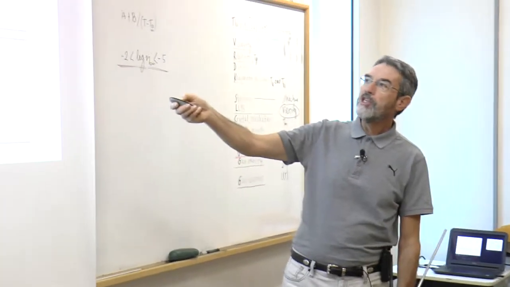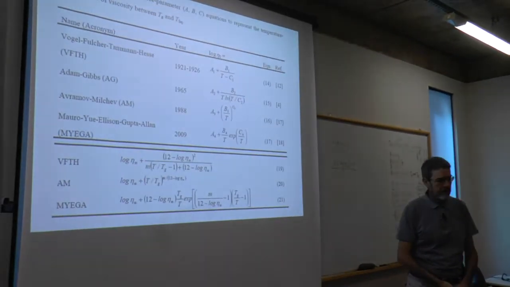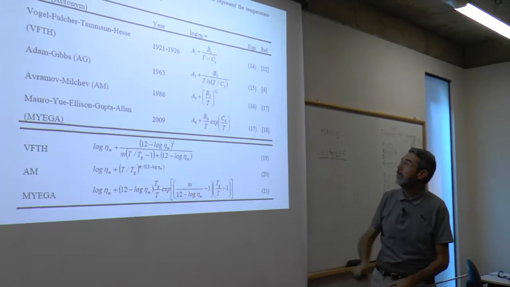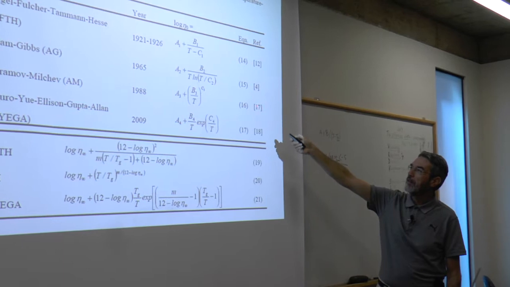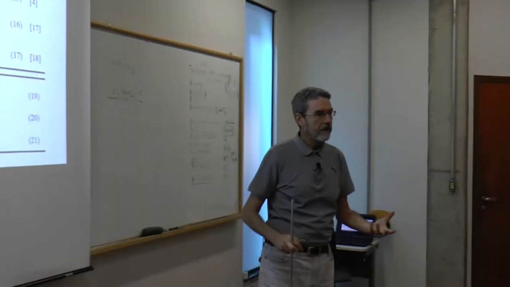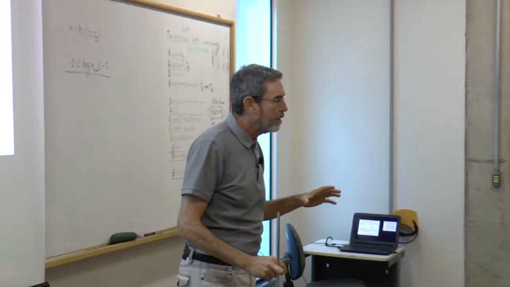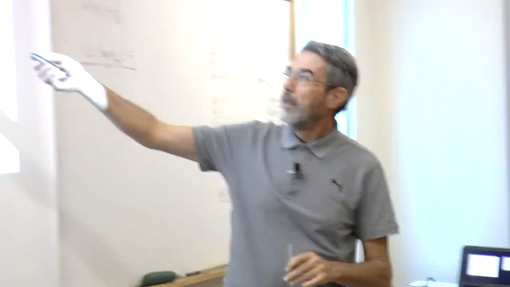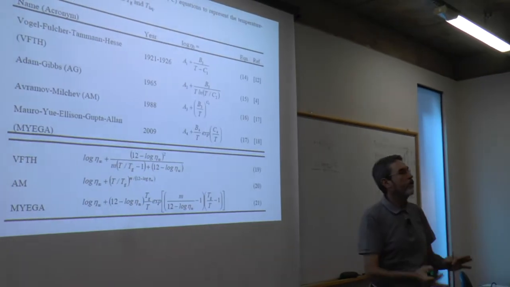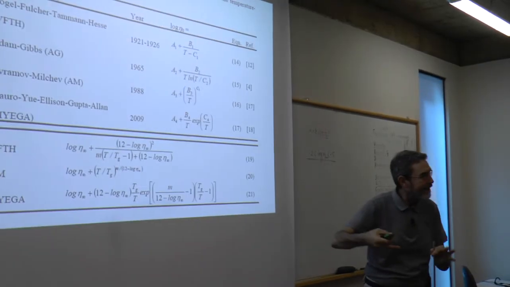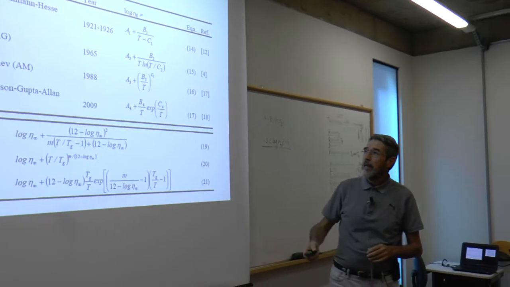The Avramov-Milchev is a little bit different, but it's also based on entropy. But in the Avramov-Milchev, if you read their derivation, which is described in this reference here, they use the total entropy of the system. The total entropy is the sum of configurational entropy and vibrational entropy. It's a sum of two parts. For this derivation, the total entropy. For this one, just the configuration entropy. This is more related to the Adam-Gibbs equation. And there are many others.